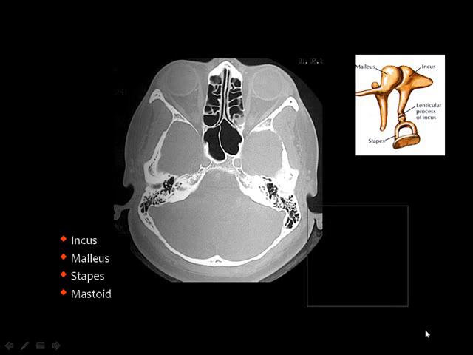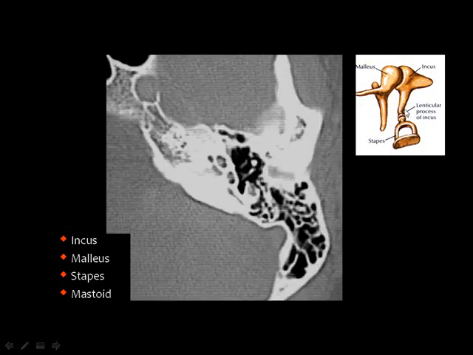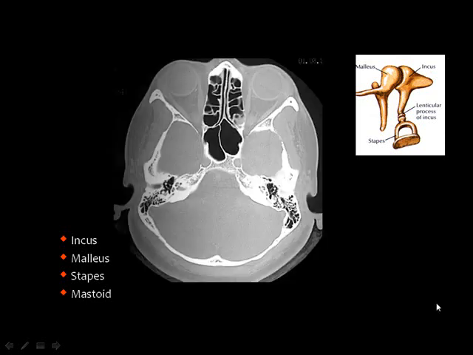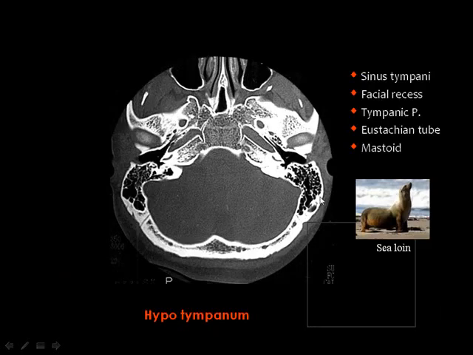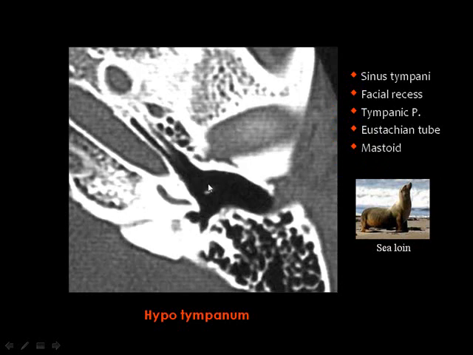Then looking at the long process of the incus, which is terminating by the stapes, and here you may see this is the long process of the incus and terminating by the stapes, which closes the oval window, which is this anatomic site. Then looking at the middle ear cavity below the level of the ice cream cone, you can imagine that it's almost similar to the foot of this sea lion. And if you look carefully here, you should see the two bones, which are the handle of the malleus and the long process of the incus.